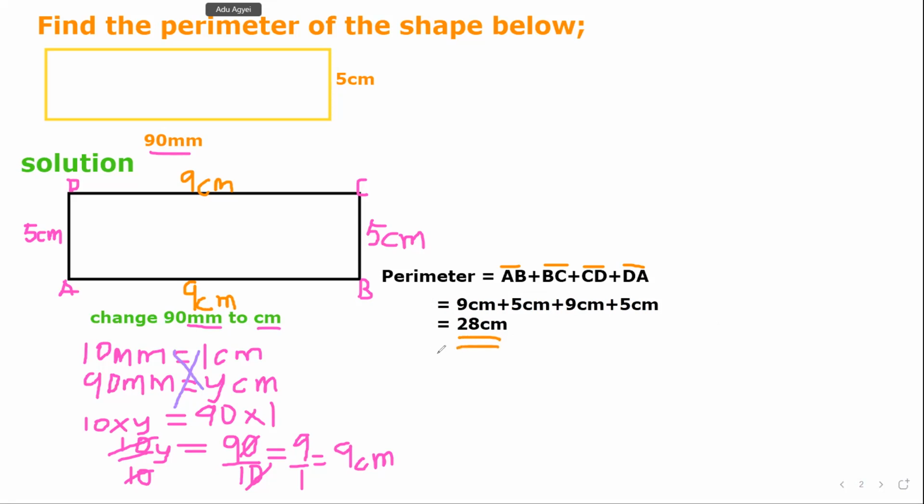Good. So perimeter in centimeters is 28 centimeters. Or somebody may also decide not to calculate in centimeters, but you will do it in what? In millimeters. So let's quickly draw our shapes here and do the calculations.